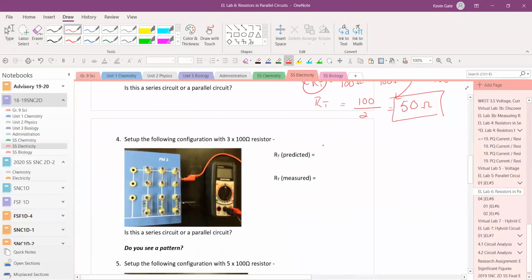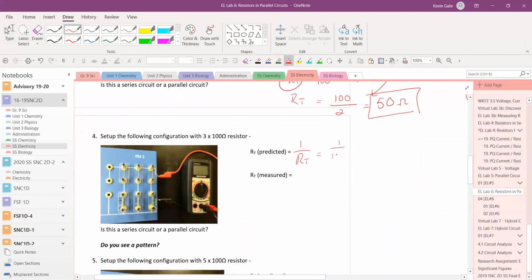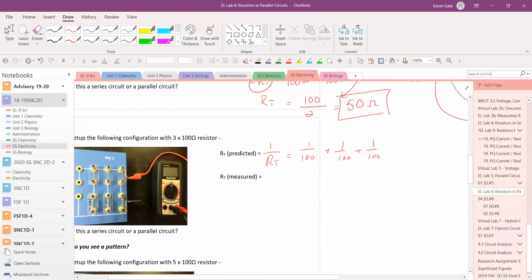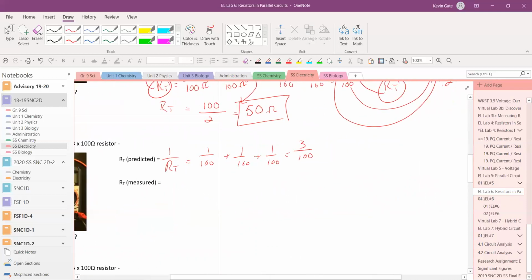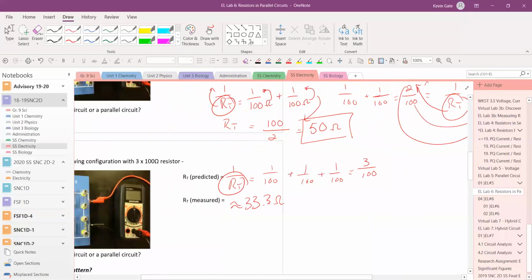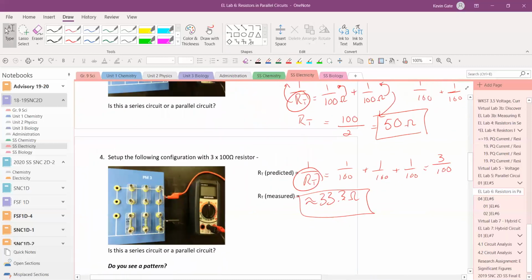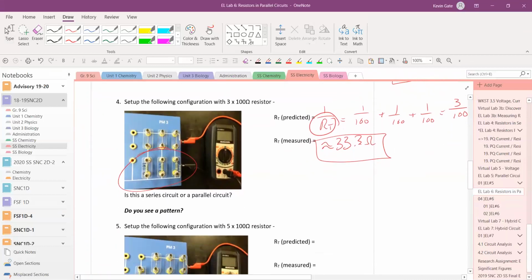So employing the same theory, 1 over RT, if we had three 100 ohm resistors, 1 over 100 plus 1 over 100 plus 1 over 100 is equal to 3 over 100. We're looking to solve for RT. We know that RT is going to be approximately 33.3 ohms, given three 100 ohm resistors in parallel.